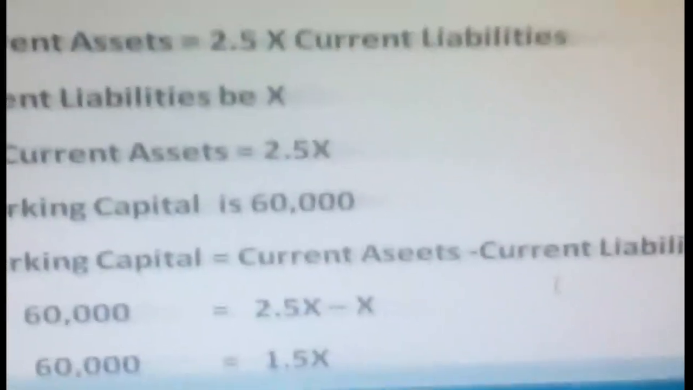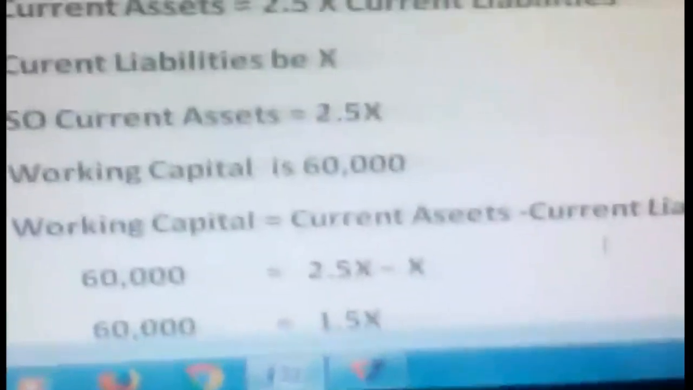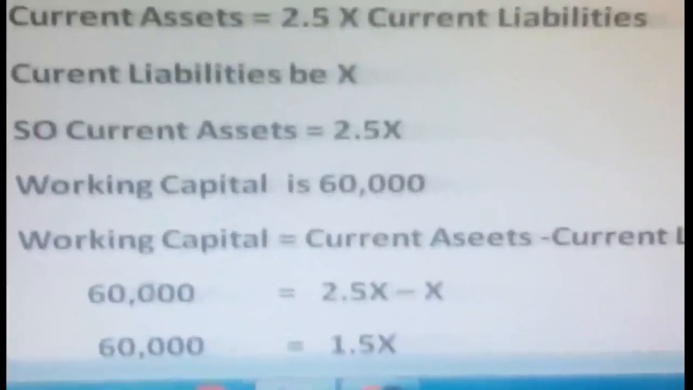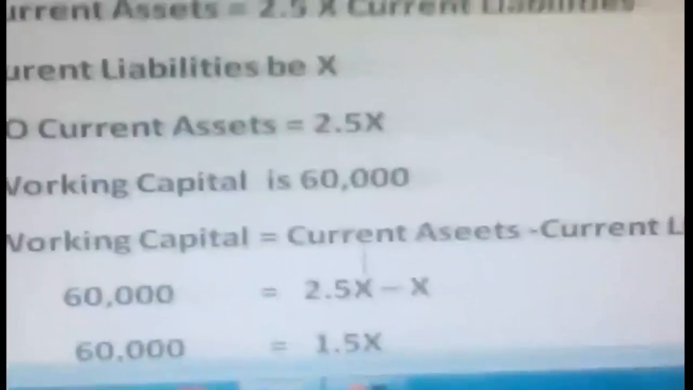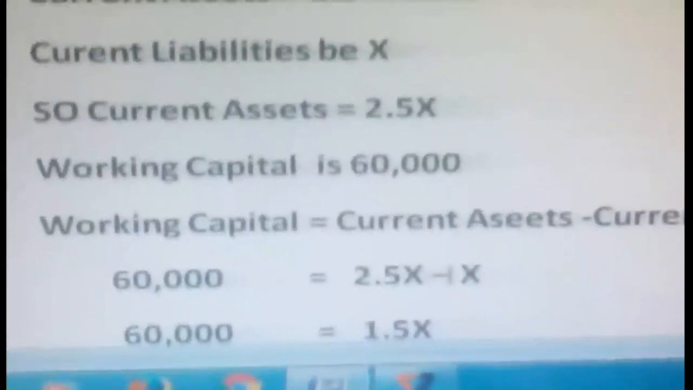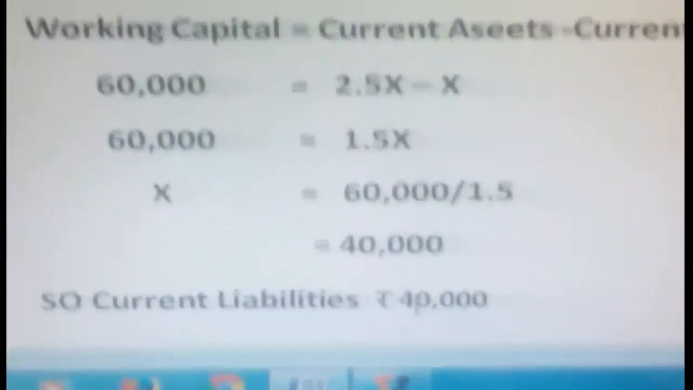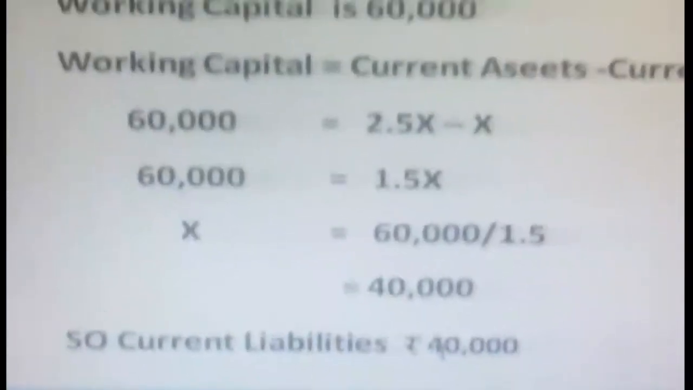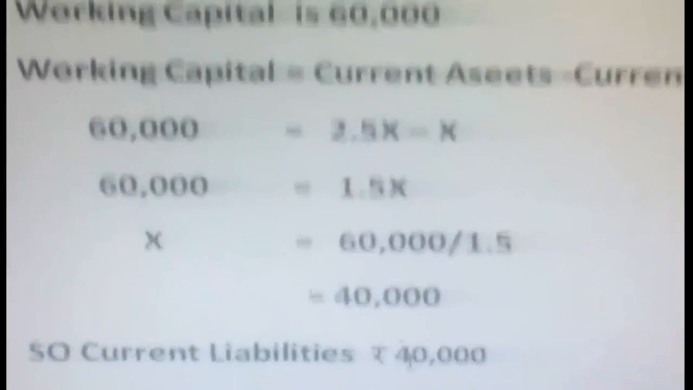The working capital formula, as I said already, is the difference between current assets and current liabilities. Working capital is equal to current assets minus current liabilities. Now substitute: working capital is 60,000, current assets are 2.5x, then minus x. So 60,000 is equal to 2.5x minus x, which is 1.5x. So x is equal to 60,000 divided by 1.5. The answer is 40,000. Here the calculation is very important, in division, how you cancel the zeros. So current liabilities is 40,000.